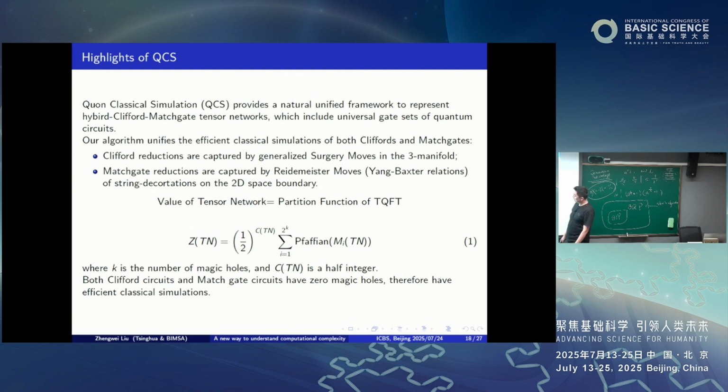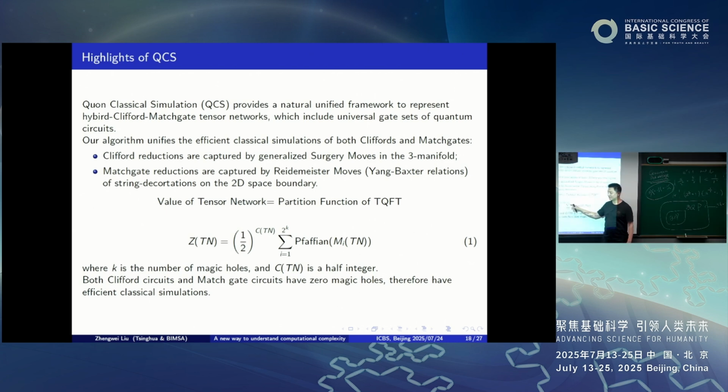For Clifford, essentially you don't have a Pfaffian part, and this number is 0, so you only have one term. This gives you the result for Clifford. For matchgate, you also have only one term. You don't have magic holes, and then you compute the Pfaffian. So this is Clifford and matchgate. And in general, we mix them together, and this part is the entanglement between Clifford and matchgate.